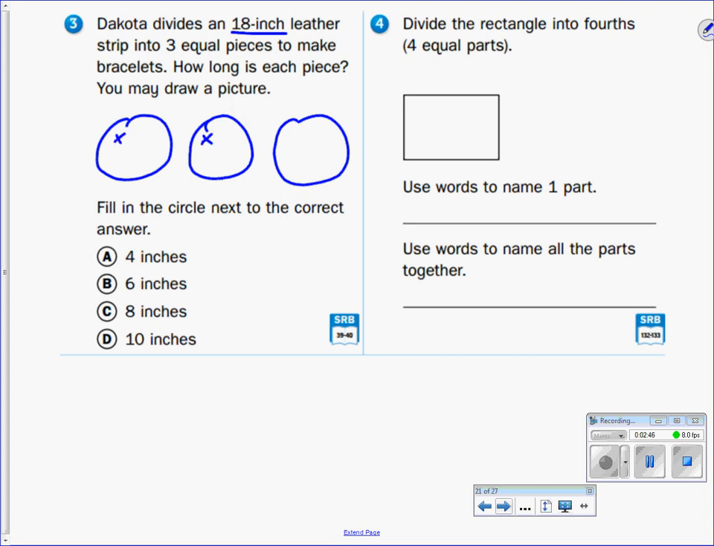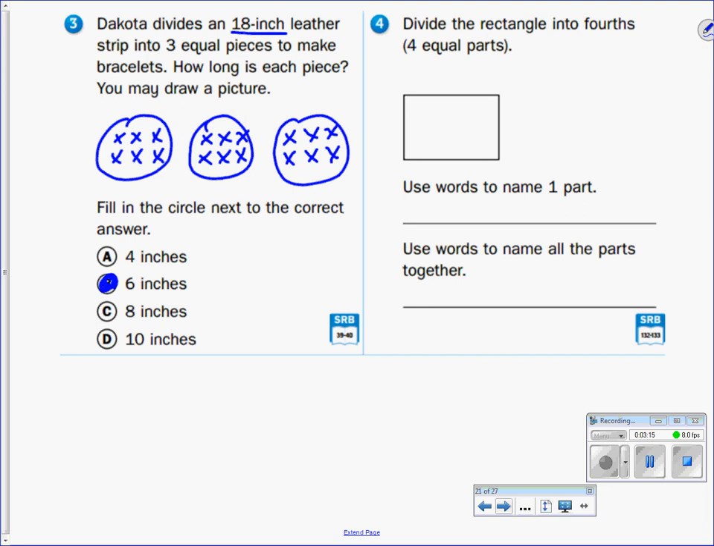1, 2, 3, 4, 5, 6, 7, 8, 9, 10, 11, 12, 13, 14, 15, 16, 17, 18. Okay, so I have 6 in each one, so my answer here would be 6 inches. Now that's my strategy. If you have a different strategy you would like to use, you could use that also.